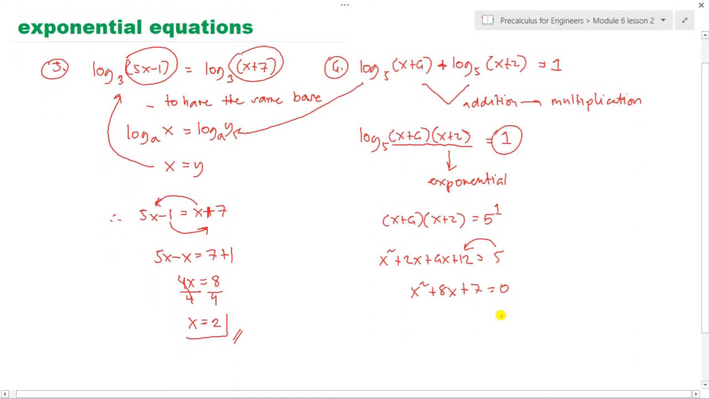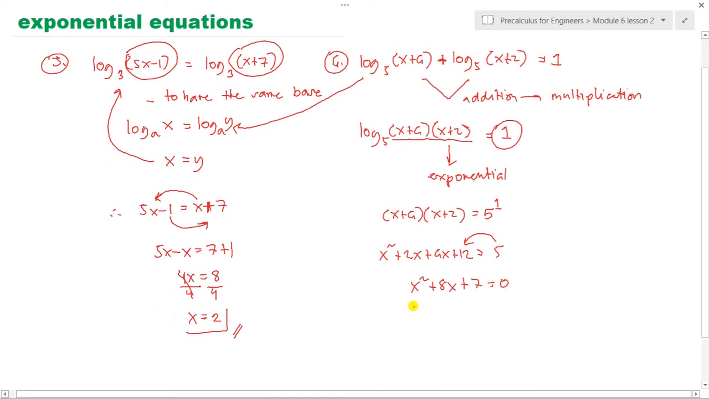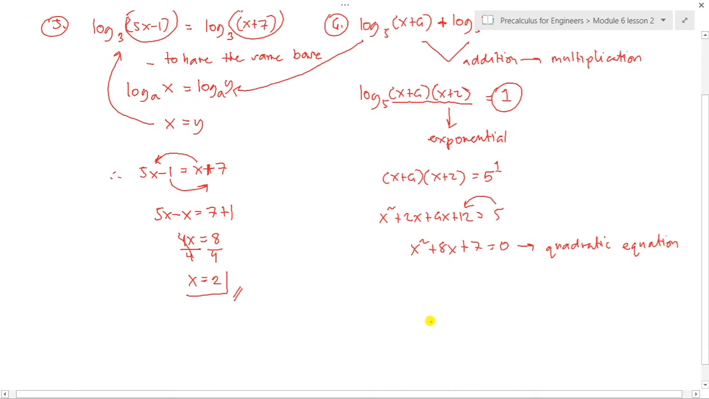Now we find the roots since this is a quadratic equation. We can use the methods for solving the roots of a quadratic equation. Here we can factor it: x plus 7 times x plus 1 is equal to 0.